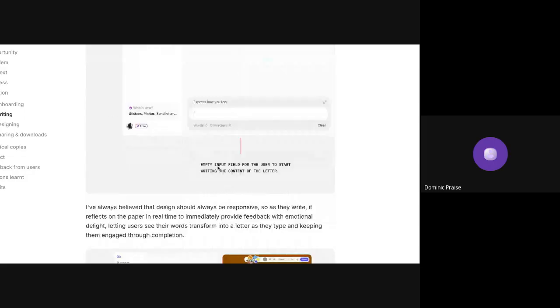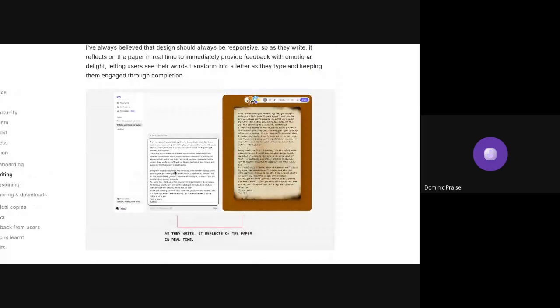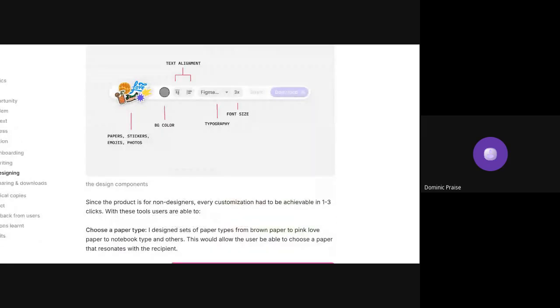The person also showed us an empty input field for the user to start writing, to see what it feels like, and after the person finished writing, it shows them here. So the user can see that, oh, this is what my letter is going to look like when my recipient gets it. And that is the reason behind the design decision of making the entire layout like this. So things like this, you have to talk about when you're in your design.